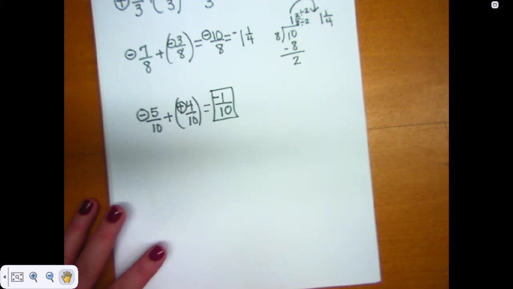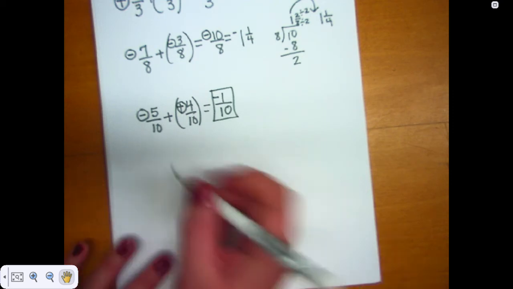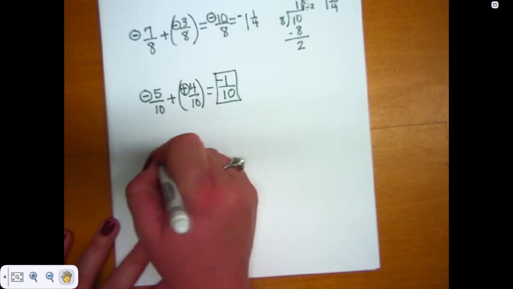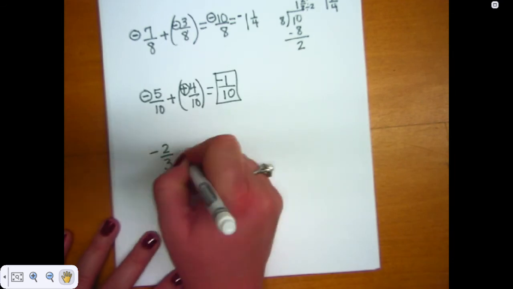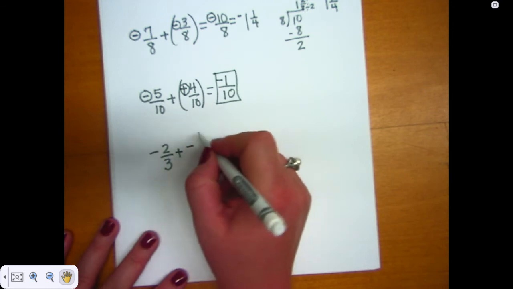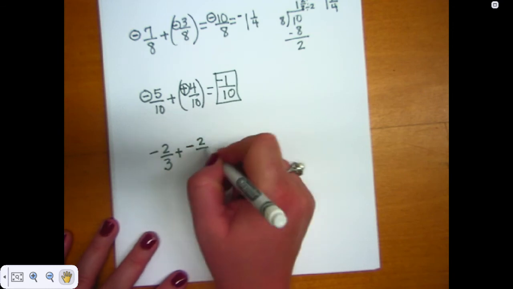Let's try one with unlike denominators. So let's say we have negative 2/3 plus negative 2/6.